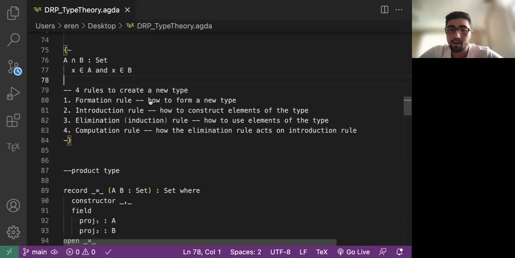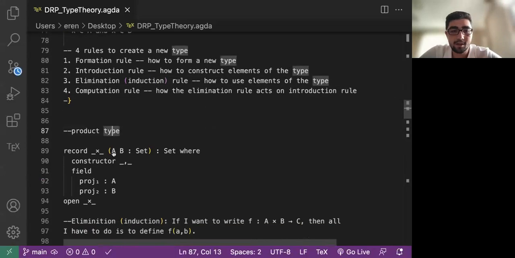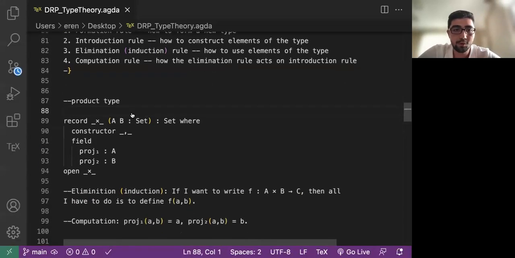These are, firstly, the formation rule. It states how to form a new type. Second, the introduction rule, how to construct elements of the type. And thirdly, the elimination, or sometimes called induction rule, how to use elements of the type. And lastly, the computation rule, how the elimination rule acts on the introduction rule. Let's give an example for these 4 rules.